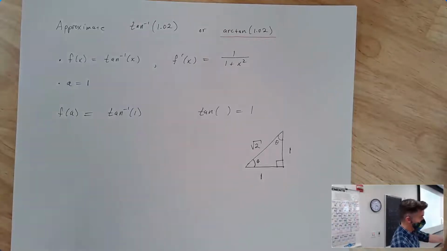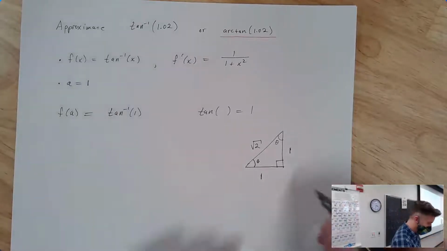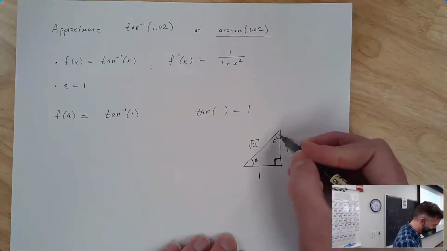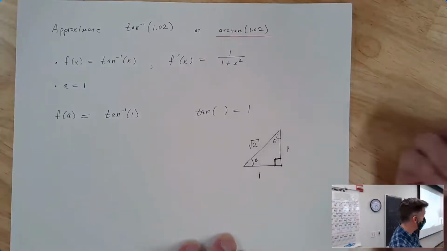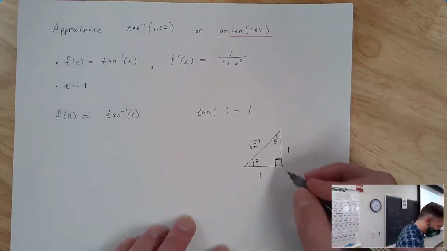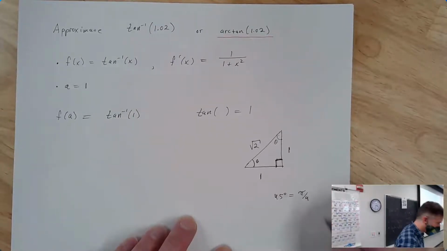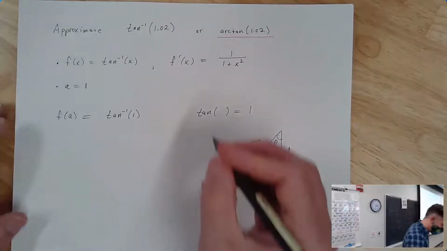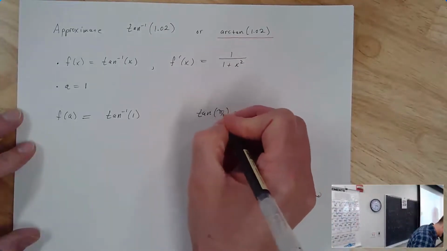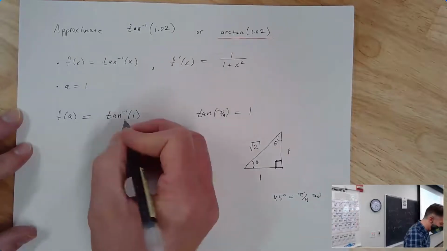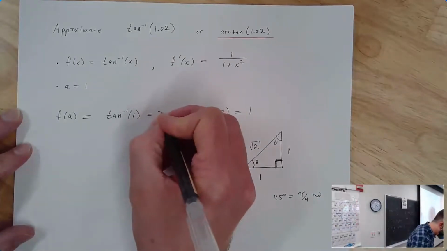Half of that. 45 degrees. If this angle is 90, these two angles add up to 90, which makes them each 45. And 45 degrees in radians is going to be pi over 4. So that's the angle that we're looking for. Tangent of pi over 4 is equal to 1, which means the inverse tangent of 1 is pi over 4.